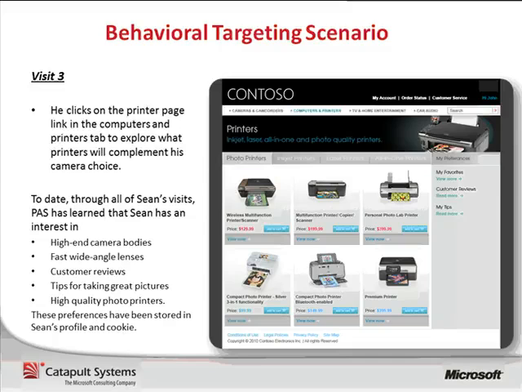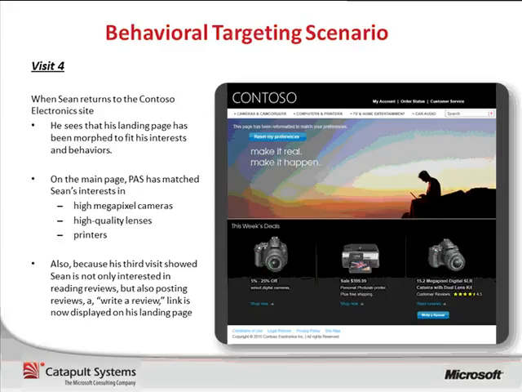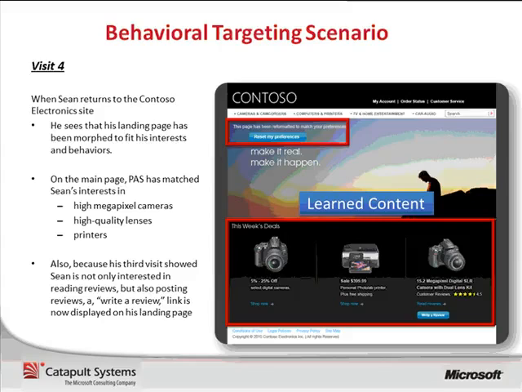So next time when Shane comes to Contoso's site, he's going to see the homepage completely morphed to fit his interest. You'll notice that the default behavior of showing everything on all other products on the homepage is gone now. We're targeting what Shane is actually looking for. So the homepage is showing the cameras that he's interested in and printers that he's interested in, with similar criteria that he has previously browsed. PS also notes that he likes to write reviews, so they put a write a review link at the bottom right corner for him to provide reviews.